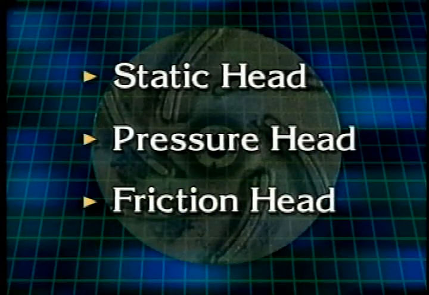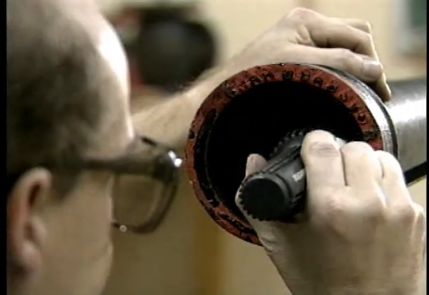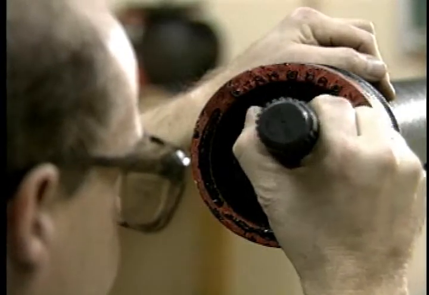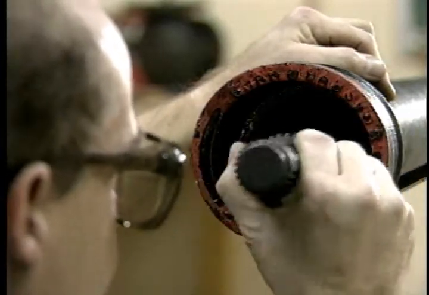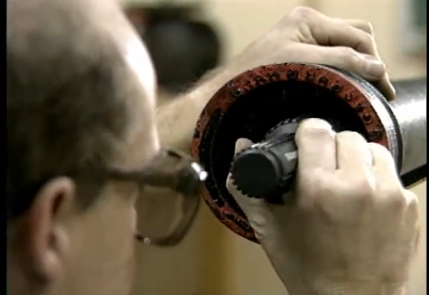So much for static head and pressure head. Now for friction head. Friction head is simply the work the pump has to do in order to overcome the friction of the fluid as it rubs on the pipes and valves in the system. In small, simple systems, friction head may be insignificant, but in large or complex systems, friction head is often important.